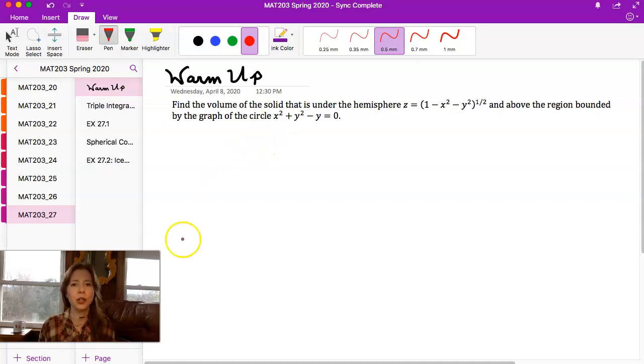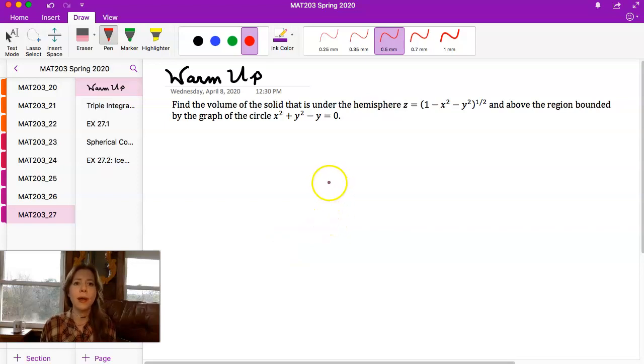In this lecture, we are going to be returning to evaluating triple integrals, but this time we are going to be converting from Cartesian coordinates to both cylindrical and spherical coordinate systems. But before we get into that, let's start with a warm-up.